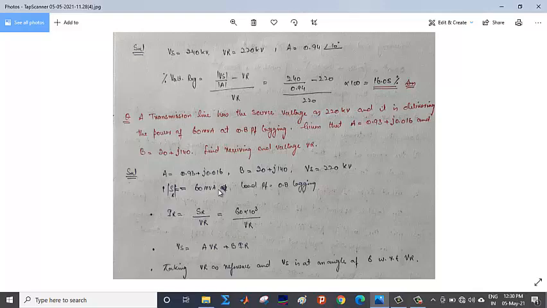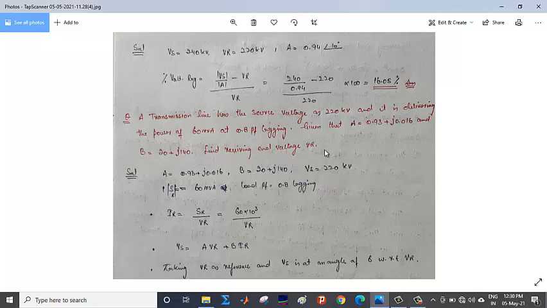Next one. A transmission line has a source voltage of 220 kV and it is delivering a power of 60 MVA at 0.8 power factor lagging. Given that A is equal to 0.93 plus j0.016 and B is equal to 20 plus j140, find the receiving voltage.